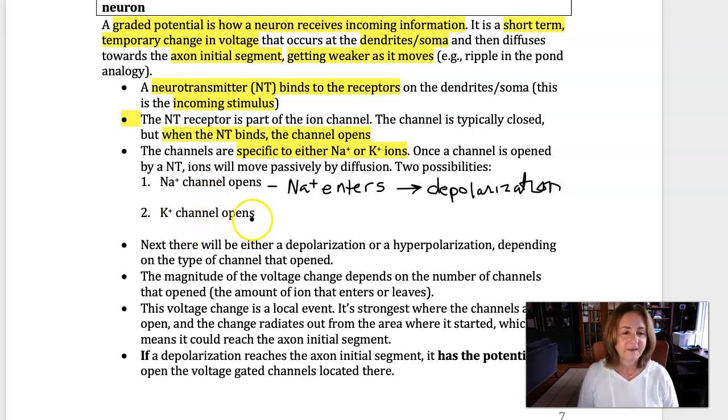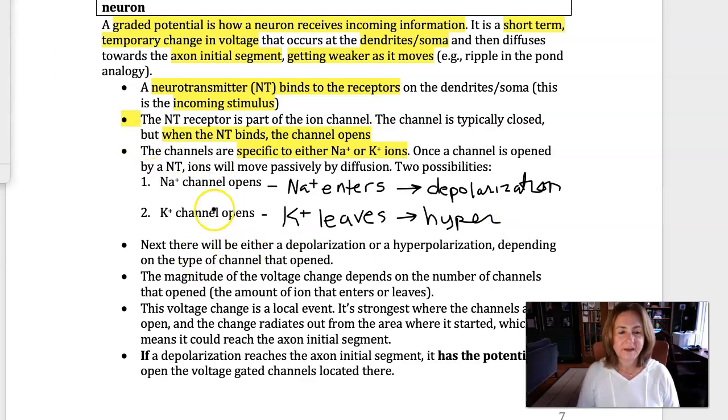Okay, if a potassium channel opens, we have a high concentration of potassium inside the cell, low concentration of potassium outside the cell, and so we would expect that potassium would leave. And if a positive charge leaves, that means that inside of the cell, it's going to become even more negative. And that is known as a hyperpolarization. So next, what we'll see is there's either going to be a depolarization or a hyperpolarization. It depends on what type of channel opens.